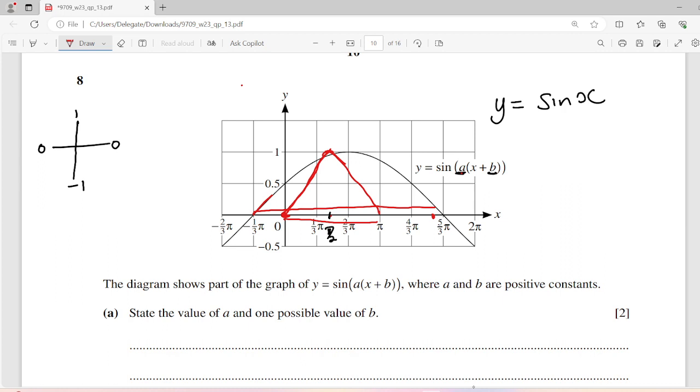So it was supposed to be 3 boxes, 1, 2, 3, but we see there are 6. So we see that 3 is being multiplied by 2, meaning it is a stretch factor of 2 parallel to the x-axis. And remember, for transformations along the x-axis, we do the reciprocal, meaning a is simply a half, because it's a stretch factor of 2 parallel to the x-axis.